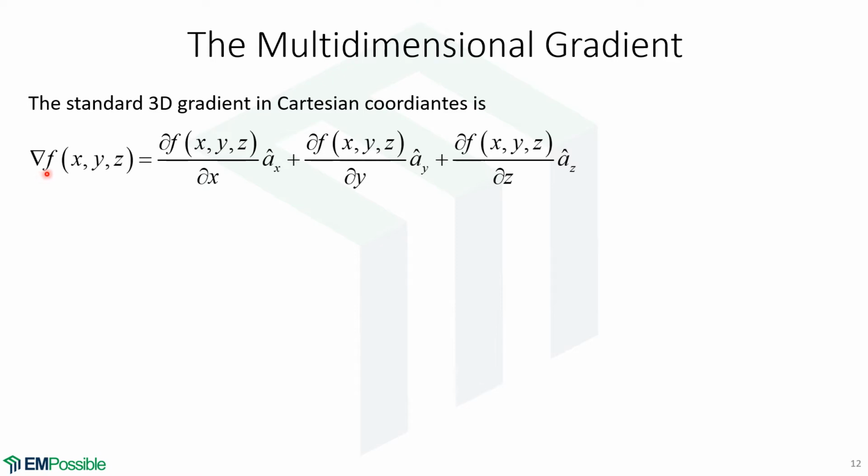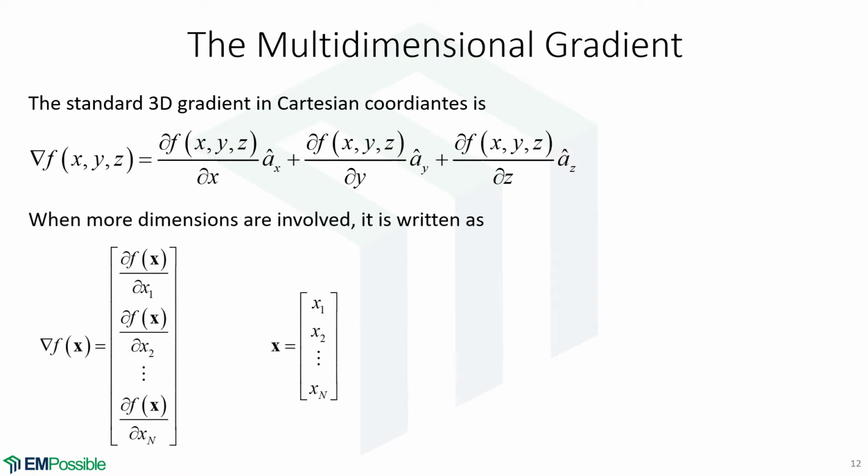So the gradient of our scalar function f, which is a function of x, y, and z, is the partial derivative of that scalar function with respect to x in the x direction, plus the partial derivative of the scalar function with respect to y in the y direction, plus the partial derivative of the scalar function with respect to z in the z direction. So you see the pattern here, and we can generalize this now to any number of dimensions.